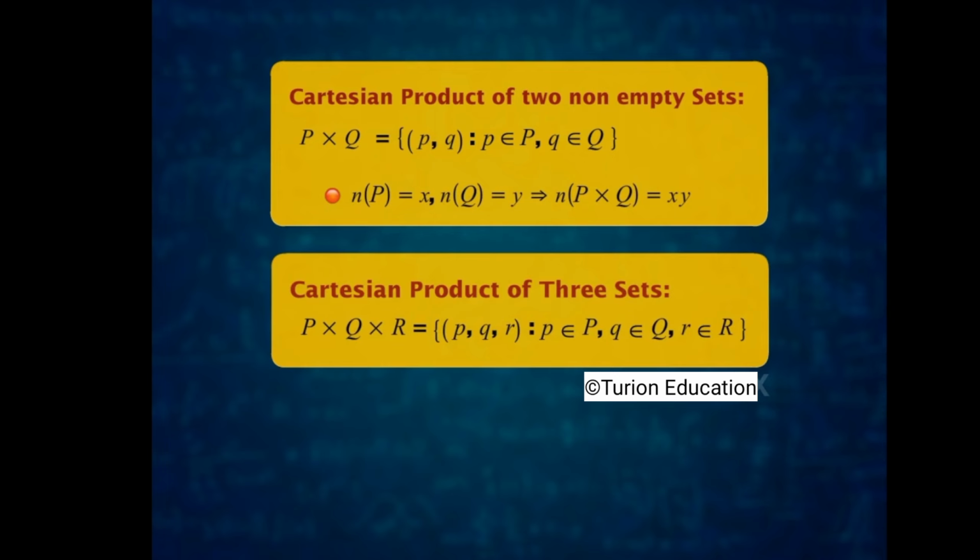Just as in the multiplication of real numbers, a Cartesian product can also be extended to three sets. That is, if P, Q, and R are three sets, then P cross Q cross R is the set of all ordered triplets that has its first element from set P, its second from set Q, and its third from set R.